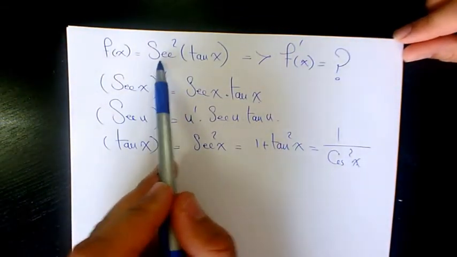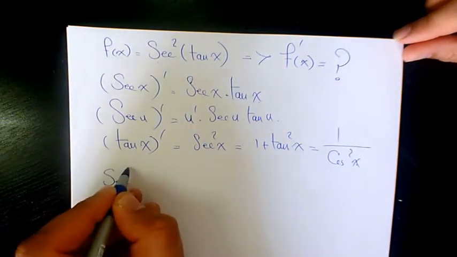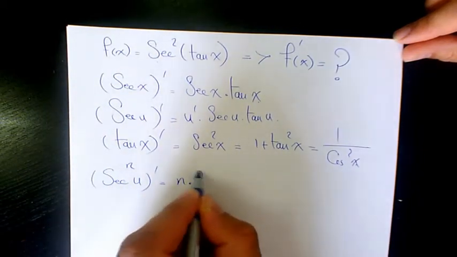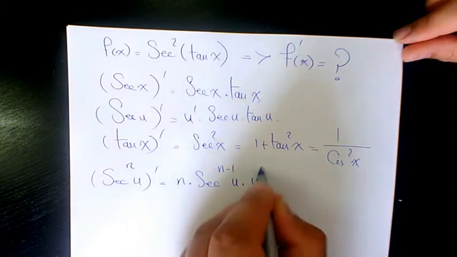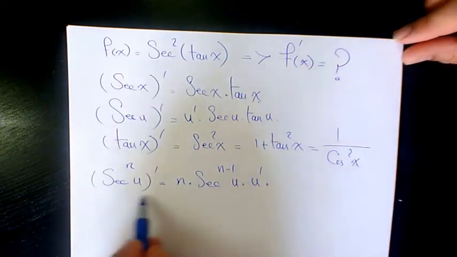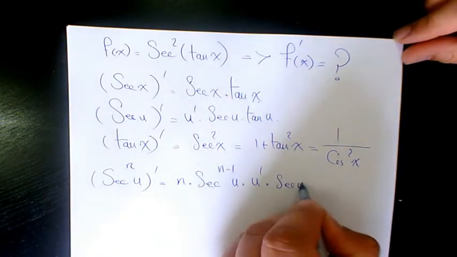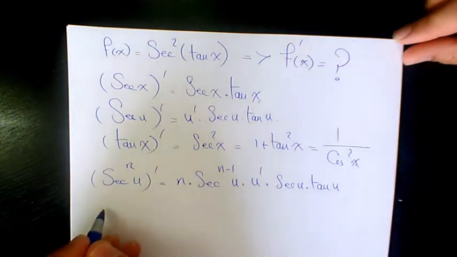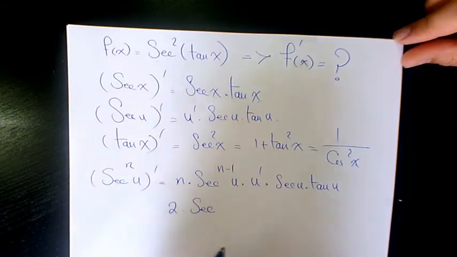It says secant squared of tan x. When you have secant squared, or secant to the power of n of u, the derivative is going to be n times secant to the power of n minus 1 of u, times u prime, times the derivative of secant, which will be secant u tan u. So for this example, we have secant squared, so it's going to be 2 times secant to the power of 1 now, because 2 minus 1 is 1.